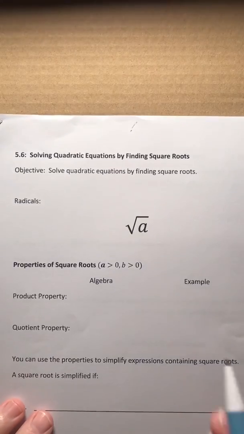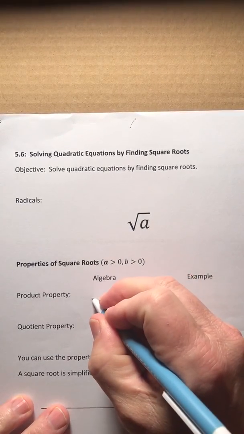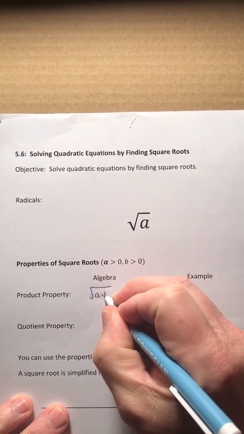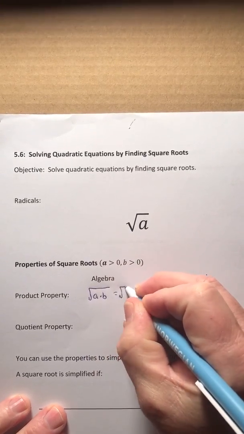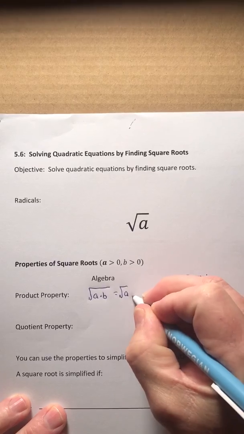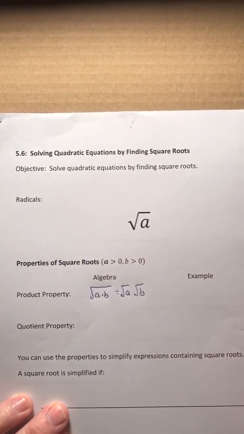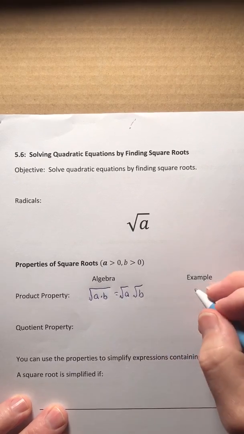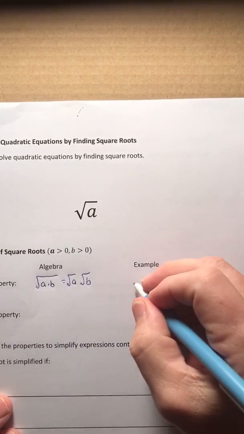So you have the product property. The product property says that if you have the square root of A times B, you can make it the square root of A times the square root of B. Now what we're going to do is use that to simplify radicals. Our example of it looks like this.